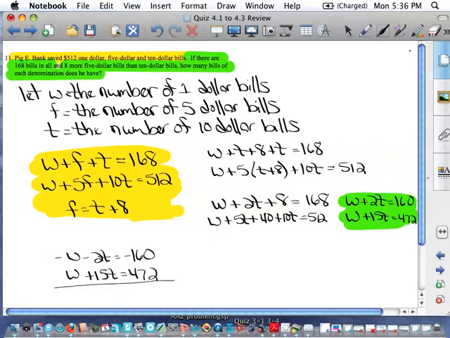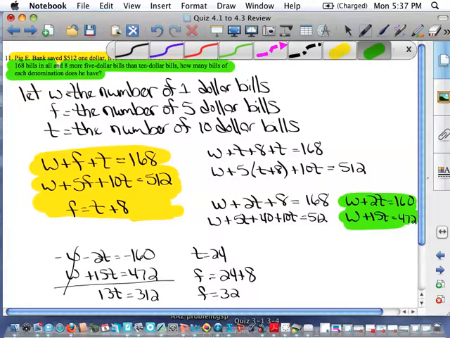You will cancel the w's, get 13t equals 312, so t equals 24. Once you find the number of 10s, you can substitute that in to that equation. 5s is equal to 10s plus 8, so 5s is equal to 32.